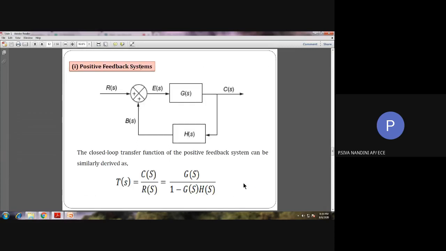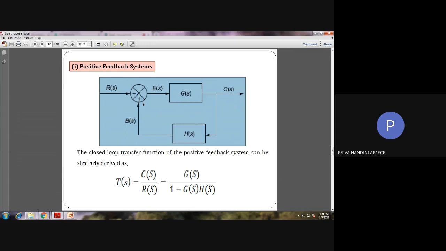Next, in the same way we can also derive the transfer function of positive feedback system. See here, we have shown the block diagram of positive feedback system. Here also we have a block in the forward path and another block in the feedback path. G of S is the forward path gain and H of S is the feedback path gain. Here you can see this H of S is fed with positive sign to the summing point. So this is the difference of positive feedback system from negative feedback system.